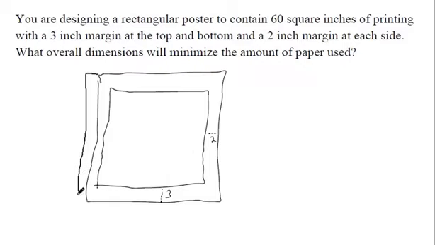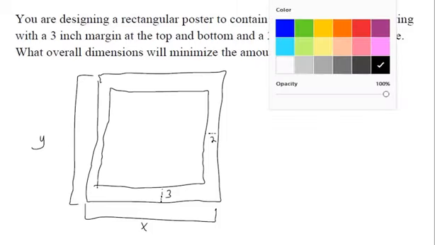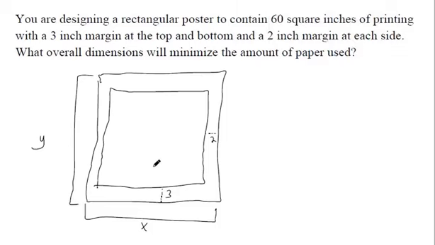We don't know how big this is, and we don't know how big this is. So we'll call this big distance that we're trying to solve for y, and we'll call this big distance x. Okay. So we want to know what x and y are so that we have 60 square inches in here. So we need to come up with separate expressions for the actual printing area because it's a little bit different. So this isn't x all the way across, right?